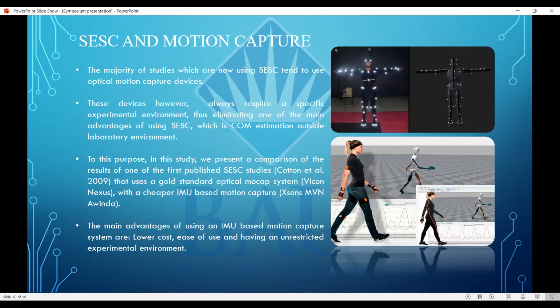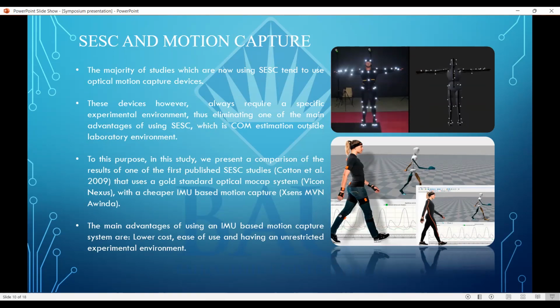Now, since SESC requires the capture of joint angles, we're going to speak about motion capture systems, which is the focus of this study. The majority of studies using SESC tend to use optical motion capture devices, like shown in the figure above. These devices, however, always require a specific experimental environment, thus eliminating one of the main advantages of using SESC, as we spoke about before, which is estimating the center of mass outside a laboratory environment.